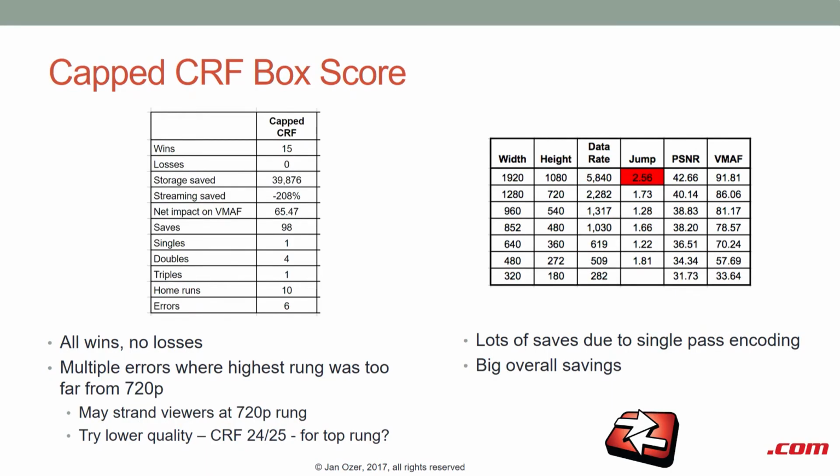So how did CAP-CRF do? Well, it was 15-0, the only technology to complete all 15 files. It saved 39, and you'll see how these all sum out when I present all 4. But it saved about $40,000 bits of data. The streaming saved was around 208%. The net impact on VMAF was a positive 65.47.